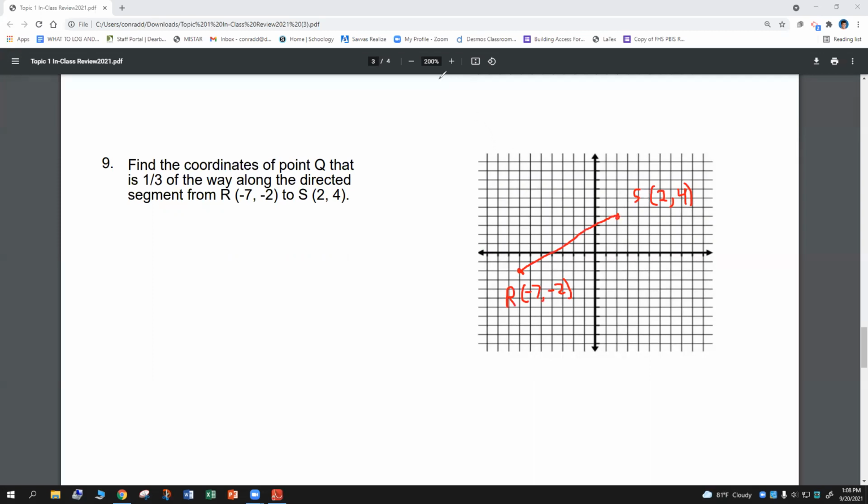So we want to find the horizontal and vertical change. We're going from -7 to 2, and then from -2 to 4. Again, we can use the absolute values here. We're going from -7 to 2, so -7 minus 2. That's -9. You take the absolute value, it's positive.